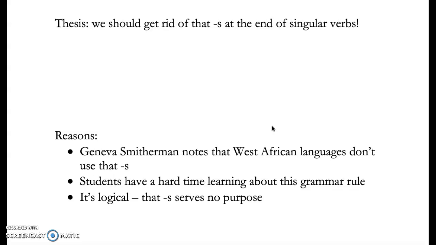West African languages don't tend to change the end of the verb depending on who's doing them. And since a lot of times we keep grammar rules because they reflect the values of either the people who came before us or the way of doing something in the generations before us, why not bring into the English language a trace of West African linguistic structure, in which case let's get rid of that S.